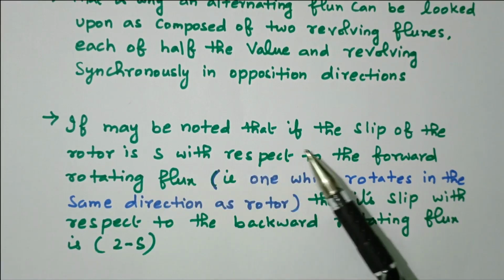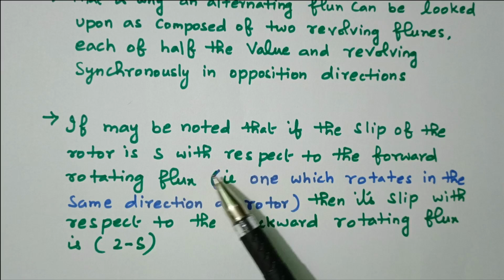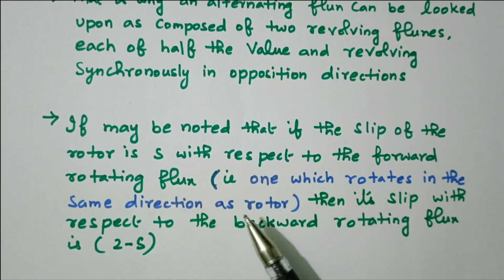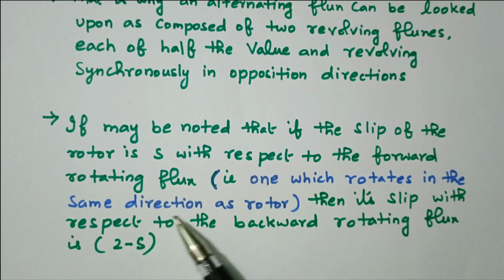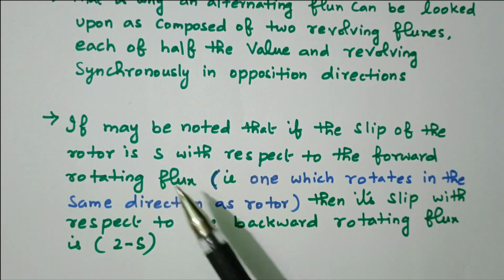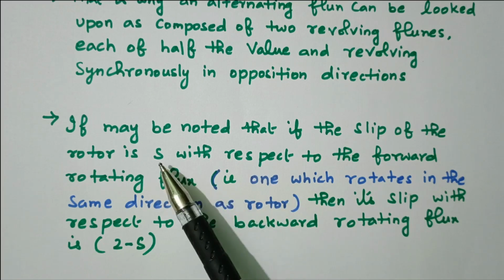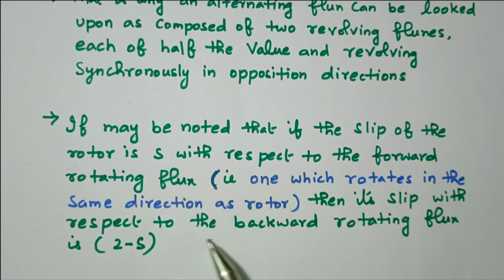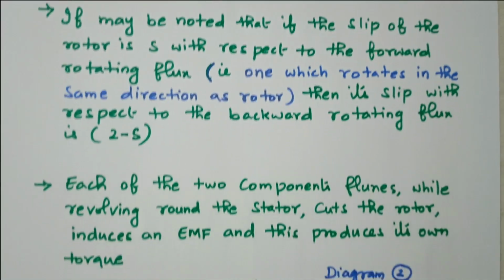It may be noted that if the slip of the rotor is S with respect to the forward rotating flux, that is the one which rotates in the same direction as the rotor, then the slip with respect to the backward rotating flux is 2 minus S. If you refer, there are two fluxes A and B. For the one rotating in the direction of the rotor, the slip is S; for the other flux the slip will be 2 minus S. So we have S and 2 minus S, the corresponding slips of the two revolving fluxes.